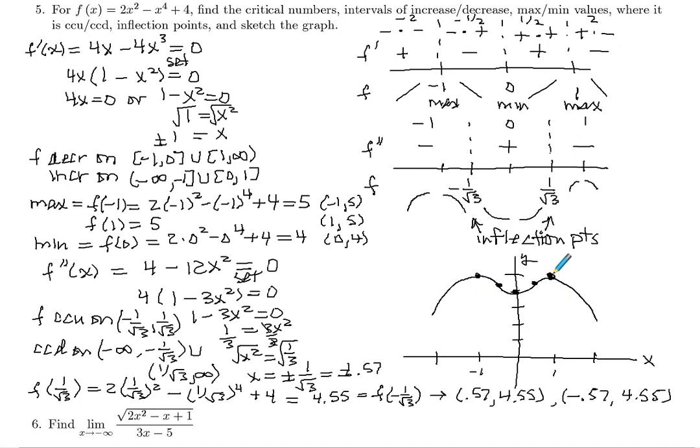So my line's not quite going through the points, so I'll just make the points bigger. It's helpful to label our points here. So this is (-1, 5), (1, 5), and (0, 4) is our min right there. And then (0.57, 4.55) right there, and (-0.57, 4.55) right there.